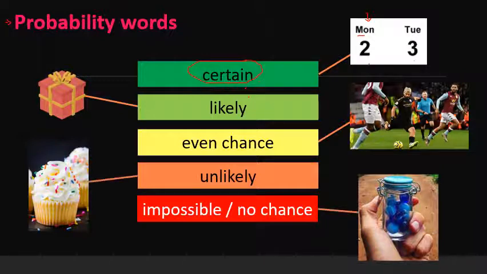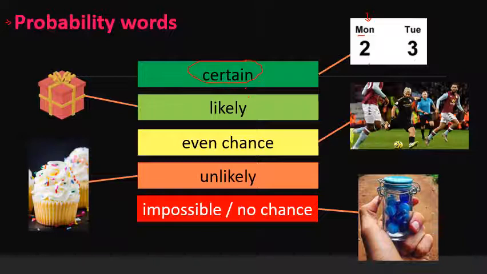Something that's unlikely, for example, for me would be eating cupcakes for dinner. I'm not going to eat cupcakes for dinner tonight, probably. But there is a chance that, on a whim, I might decide, oh, do you know what? I'm going to go and get cupcakes and eat them for dinner instead of having a proper dinner. So there is still a chance. It's not impossible. I can do that. But it's very unlikely that I'm going to do that.